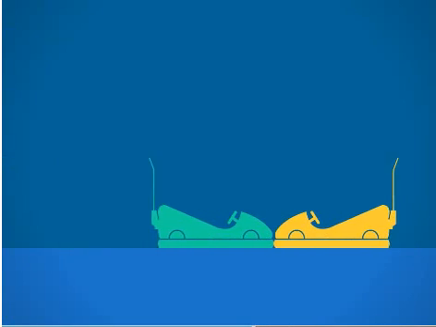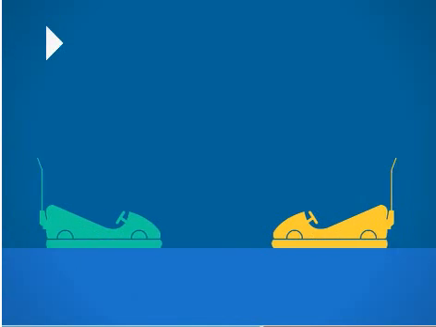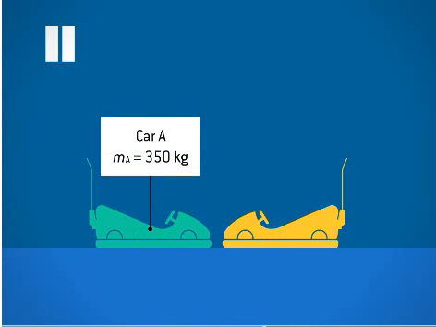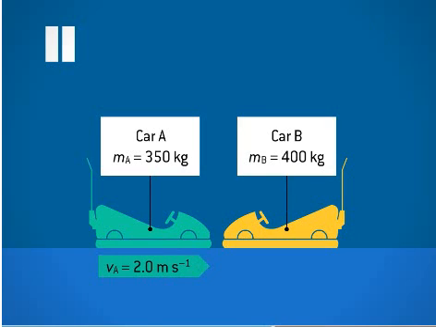Here, two objects collide, stick together, and continue travelling. A has a mass of 350 kilograms and is moving at 2 meters per second. B has a mass of 400 kilograms. It is travelling directly towards A at 1.25 meters per second. So, if we take the direction of A as positive, B has velocity of minus 1.25 meters per second.